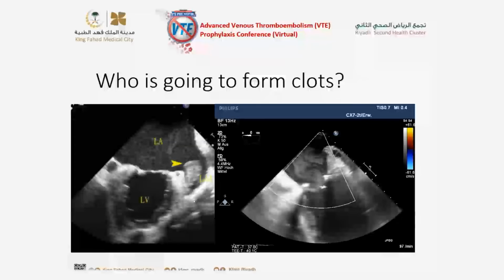And there have been studies in the past, in the 80s and the early 90s, that examined the source of clots, and tracing the source of clots in atrial fibrillation always leads us to the left atrial appendage. So the majority of clots that originate from the left atrium originate from the left atrial appendage.